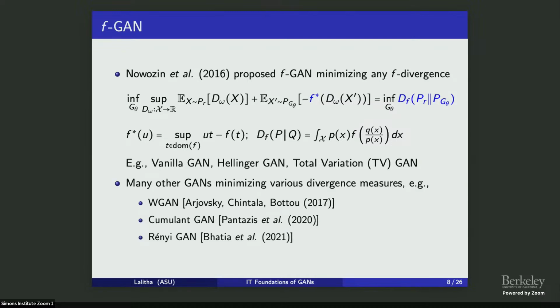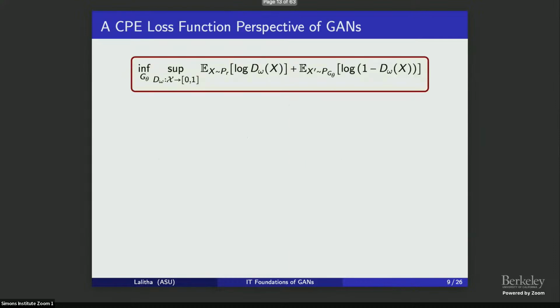Following all this, there was work by others, the W-GAN, Wasserstein GAN, that many of you may be very familiar with. It was introduced not just as another F-GAN, it is not an F-GAN, but to actually address some of the problems with vanilla GANs. Other GANs have been introduced that take different divergences, such as the Cumulant GAN, the Rényi GAN, and so on.